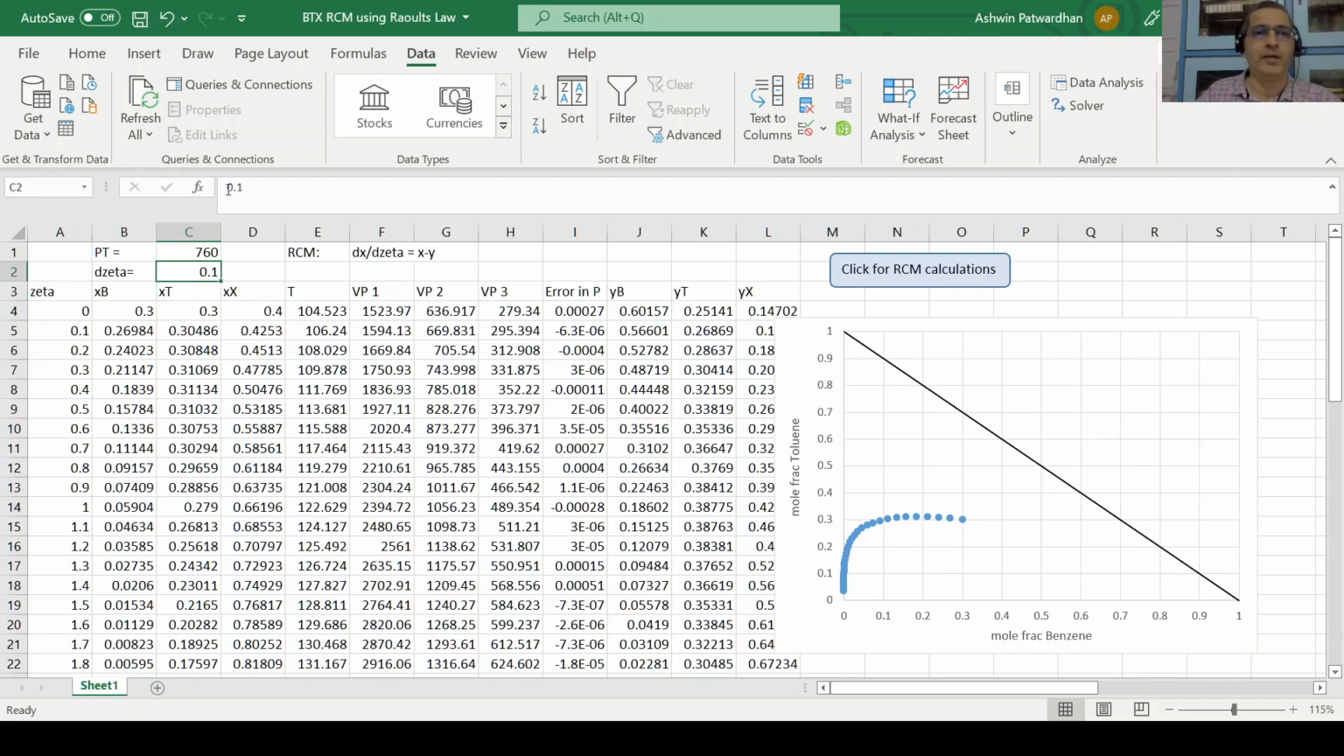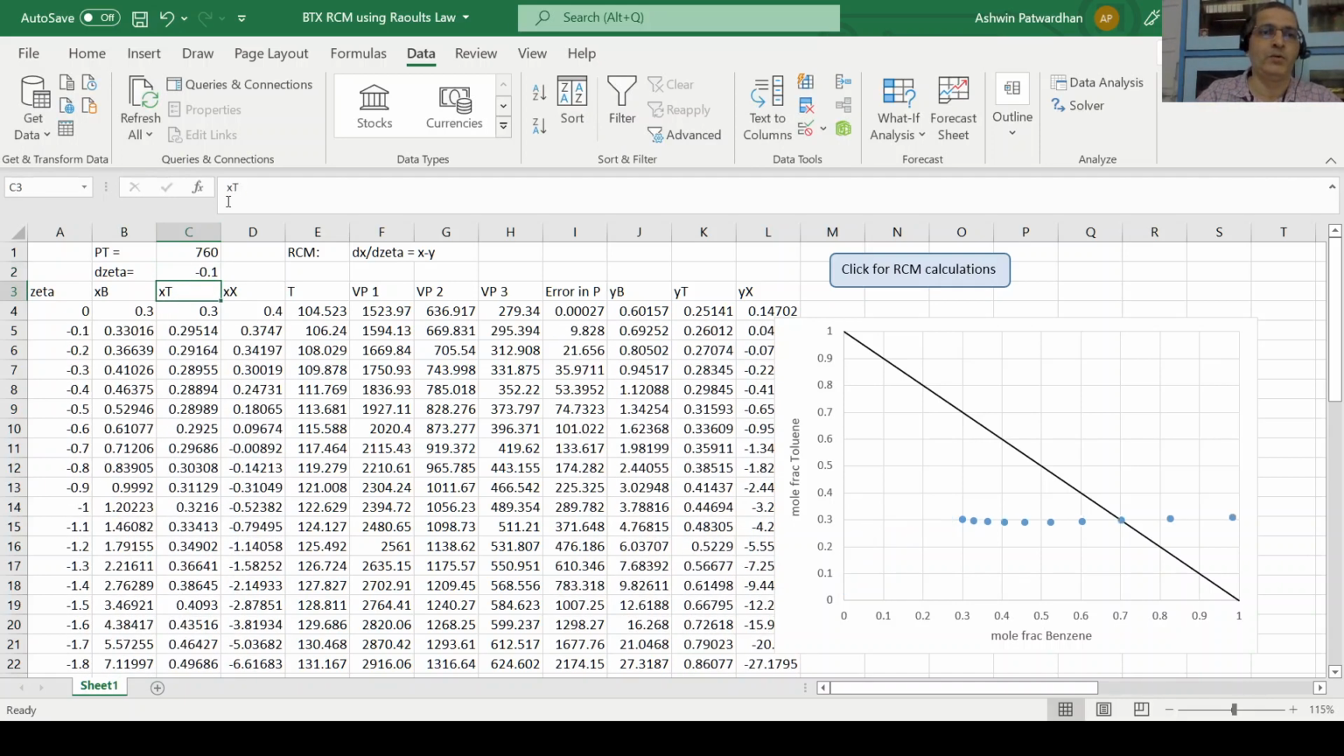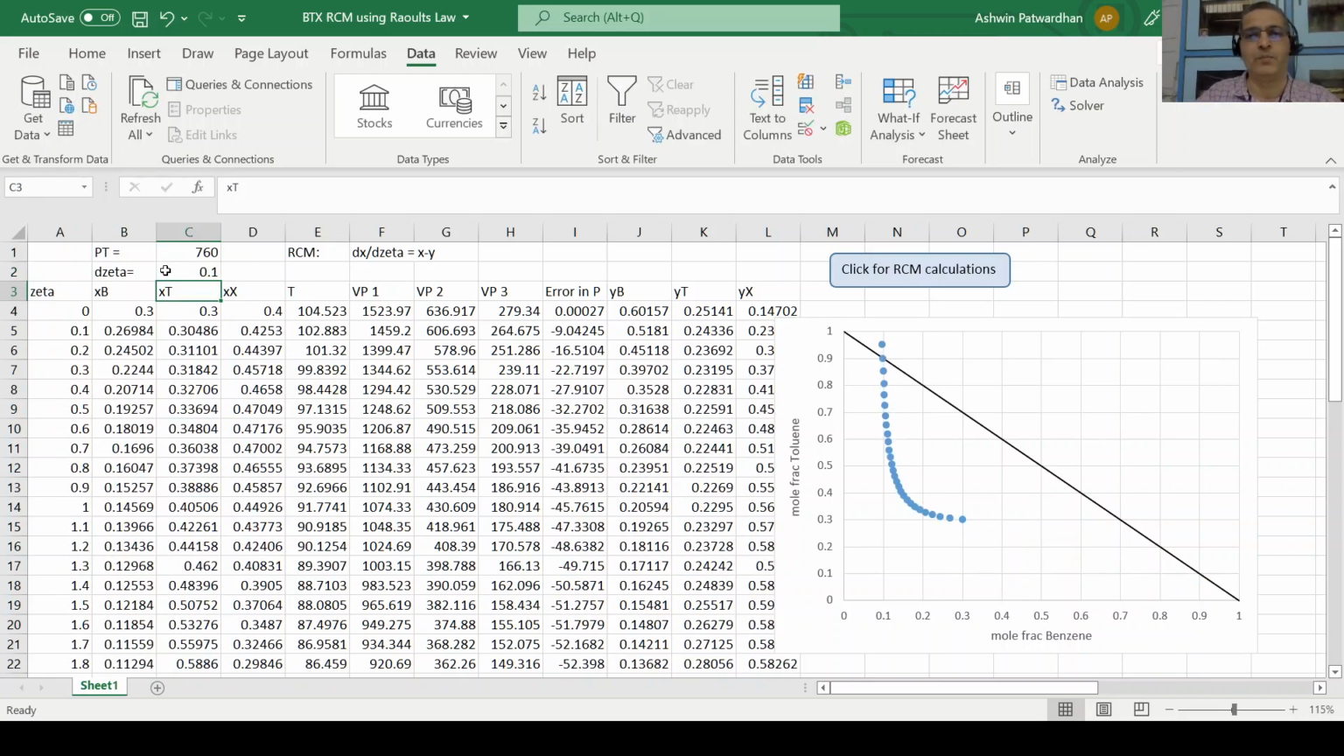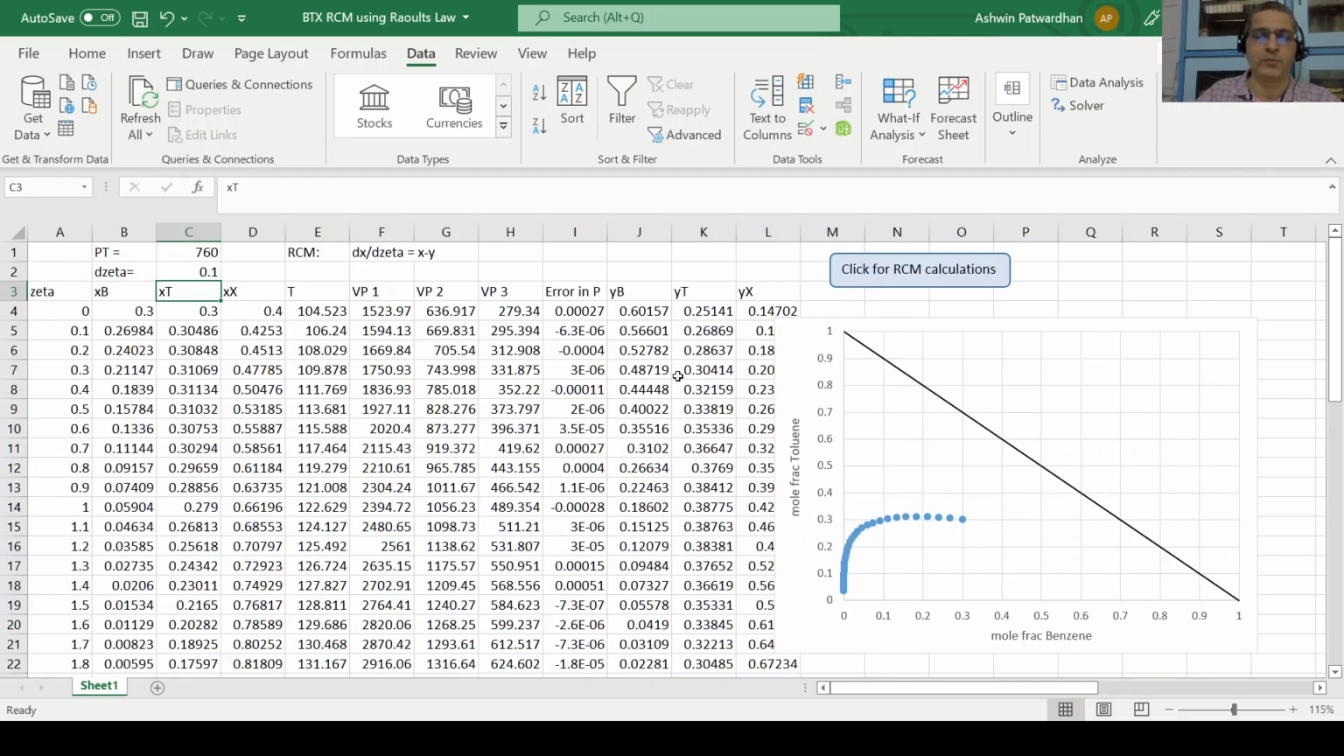If you want to go in the other direction, take zeta equal to minus 0.1 and you go in the other direction from 0.3, 0.3, 0.4. It is as if you have started somewhere else and ended up at 0.3, 0.3, 0.4. That's the meaning of stepping minus. But let's just take a positive step of 0.1 only.